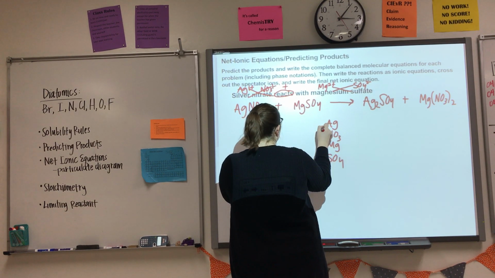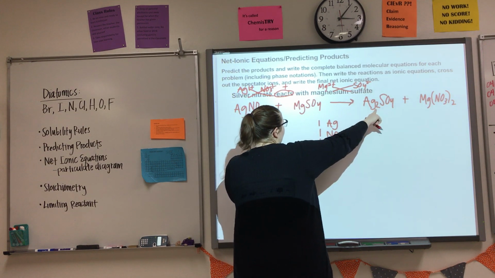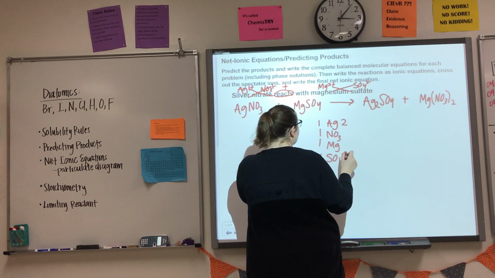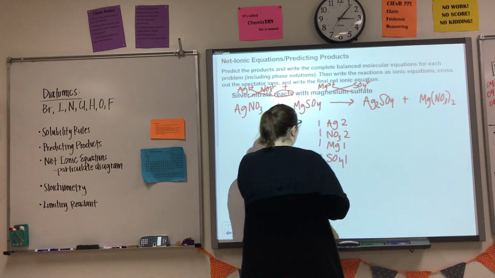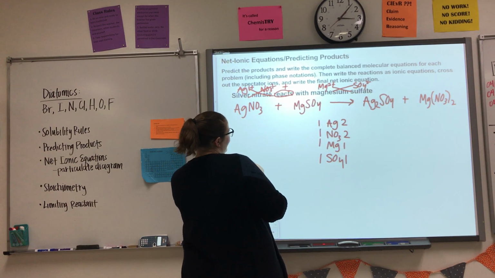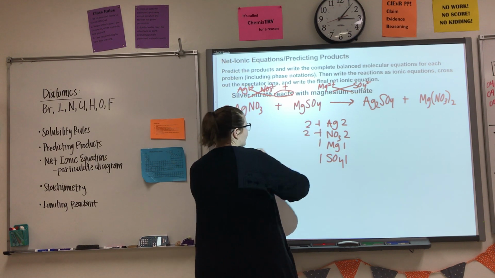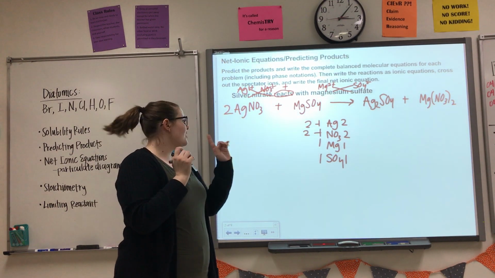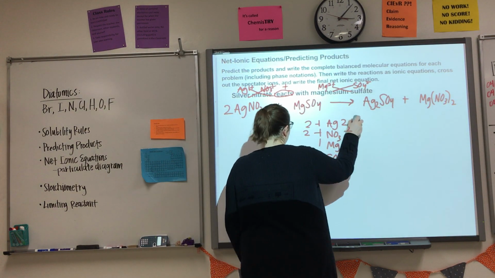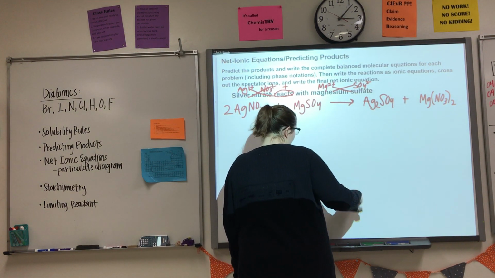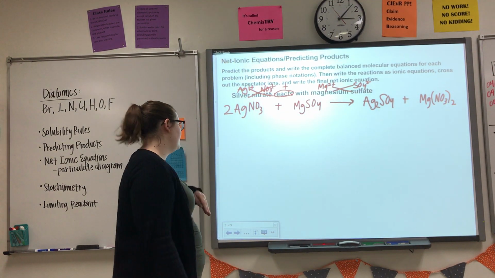So 1 silver, 1 nitrate, 1 magnesium, 1 sulfate. 2 silver, 1 sulfate, 1 magnesium, 2 nitrate. Okay, it looks like the best way to balance this is just to stick a 2 right here, because that gives me 2 and 2. Okay, so that's how I balance this equation. I'm going to go ahead and erase this, just because I'm going to run out of board space if I don't. Now I have to put my phase notations, and I'll have my complete molecular equation.